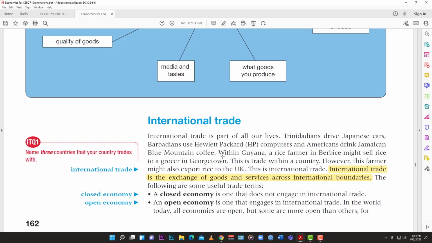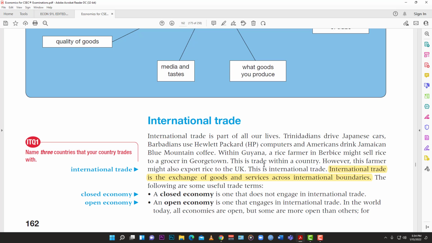So St. Kitts to America, Trinidad to UK to Europe, wherever. So that's international trade in a nutshell. Closed economies do not engage in international trade. Open economies engage in international trade.